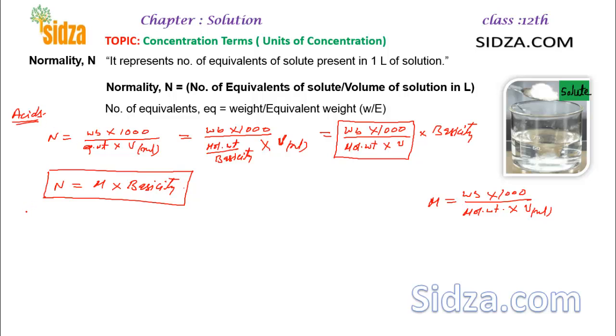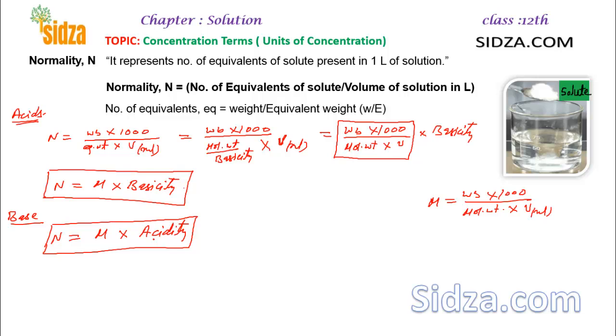Similarly, you can use the same equation for bases also. We can calculate that normality will be equal to the molarity of a solution times the acidity of the base. The same thing applies. The only difference is that the equivalent weight of the base is equal to molecular weight divided by acidity, and that's why normality will be equal to molarity times acidity.